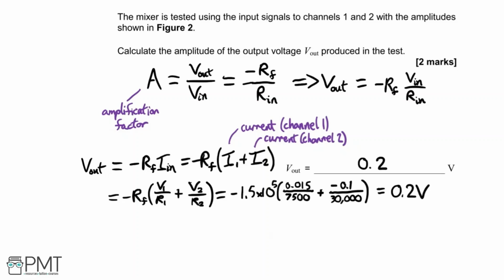So for this question, you'll get 1 mark for getting to the correct form of the calculation, and a 2nd mark for getting the correct answer with the correct sign. And your answer must be positive. So 2 marks there.